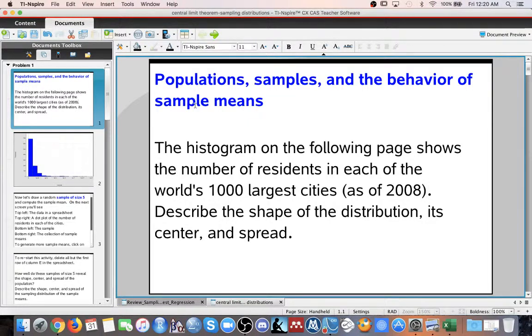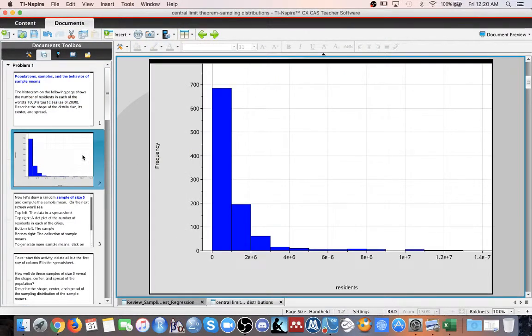So the first thing I want to show you here, I'm going to use this data set that includes the number of residents in each of the world's 1,000 largest cities. At least this was true in 2008. So it's changed since then, obviously. But I want you to take a minute and look at this distribution of the number of people in these cities. So as you're watching this, just maybe hit pause for a moment. I want you to think about how would you describe the center, shape, and spread of this distribution here.